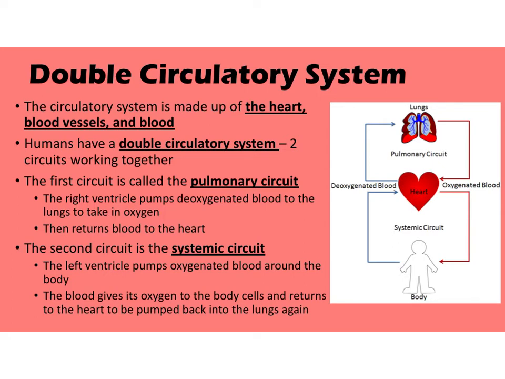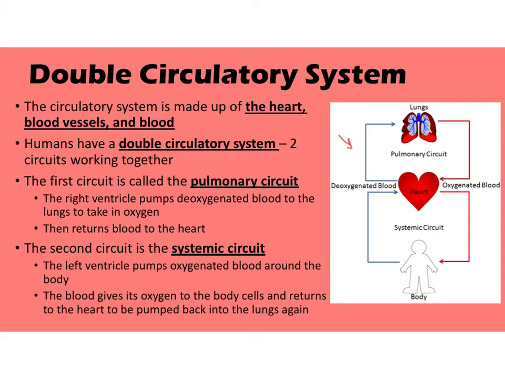As humans, we have a double circulatory system, which means we have two circuits working together. So the first circuit is up here. We call it the pulmonary circuit, and that's because it involves the lungs. So the right ventricle pumps deoxygenated blood to the lungs to take in oxygen, and then the blood returns to the heart as oxygenated blood. So as we can see in this picture, the blue arrow is deoxygenated blood coming from the heart going towards the lungs, and then coming out of the lungs we have oxygenated blood that goes back into the heart. So that's the pulmonary circuit.